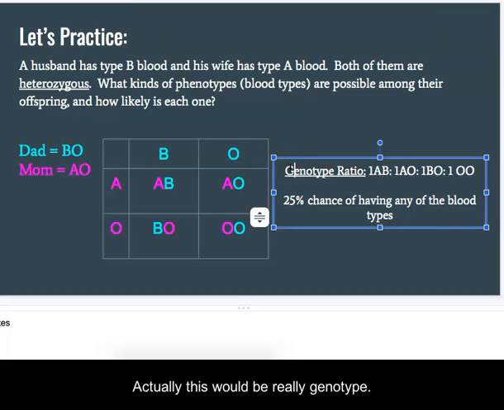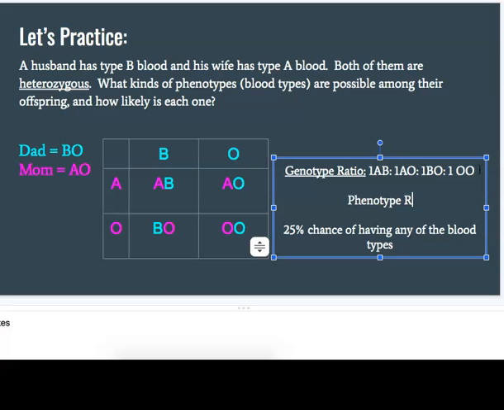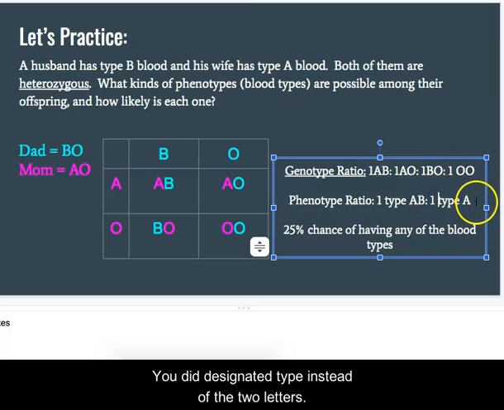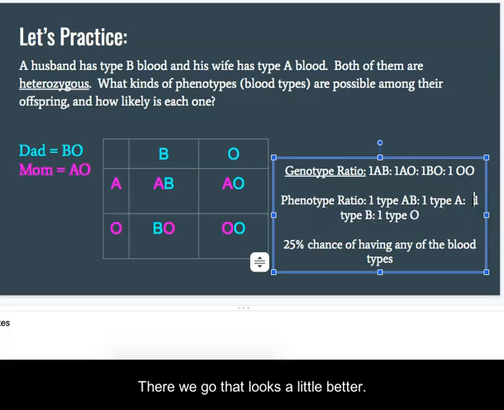Actually, this would be really genotype. If I was doing phenotype, let's see, ratio, it would be 1 AB, 1 A, 1 B. You would designate the type instead of the 2 letters. 1 type B, 1 type O. There we go. That looks a little better.